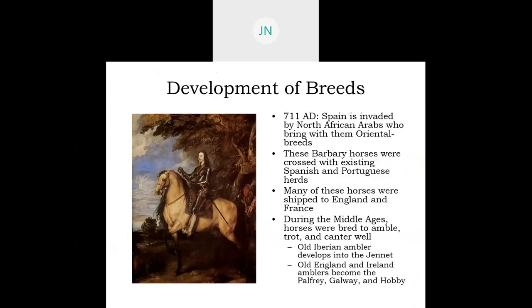In 711 AD, Spain was invaded by North African Arabs, and they brought with them Oriental breeds, and these Barbary horses were crossed with existing Spanish and Portuguese herds, and these horses were then shipped to England and France. And during the Middle Ages, horses were bred to amble, trot, and canter. In fact, you can find that in some books of the time. Old Iberian Ambler developed into the Genet, and the Old England and Ireland Amblers became the Palfrey, Galway, and the Hobby horse.